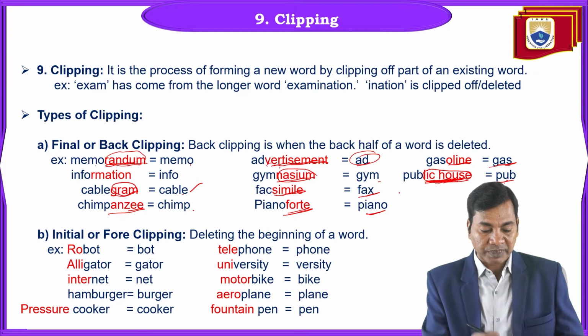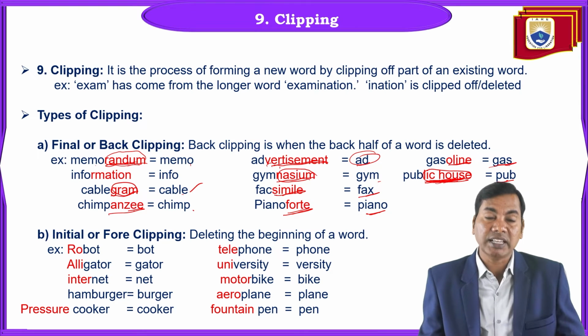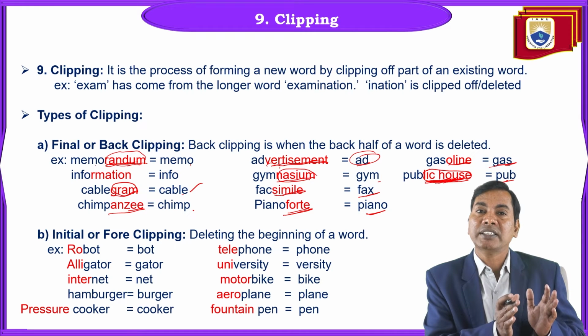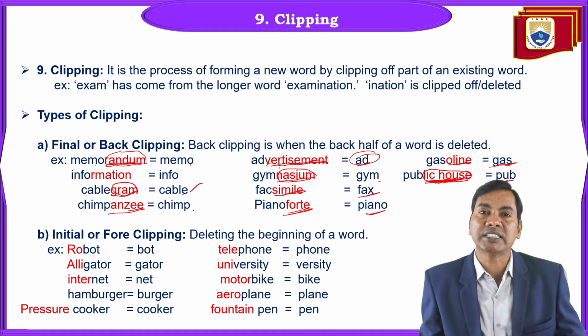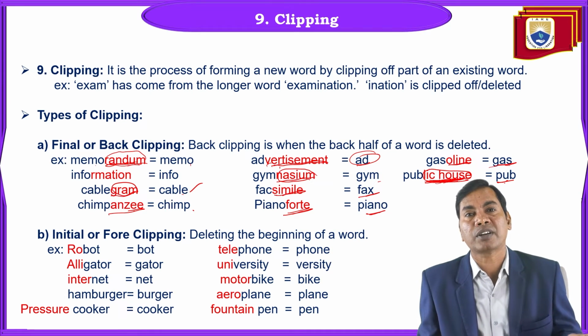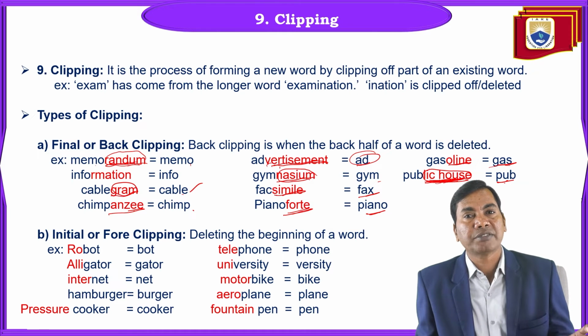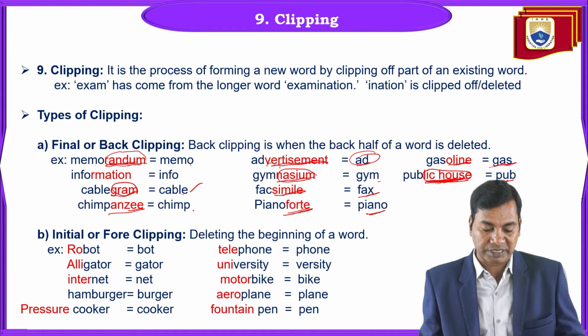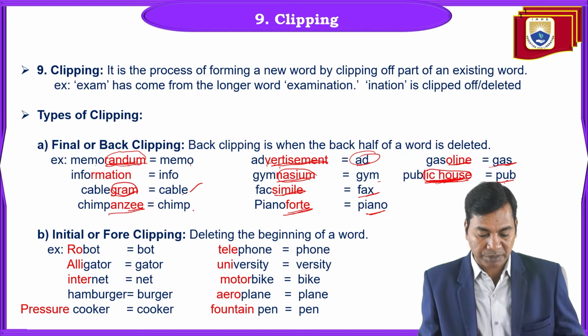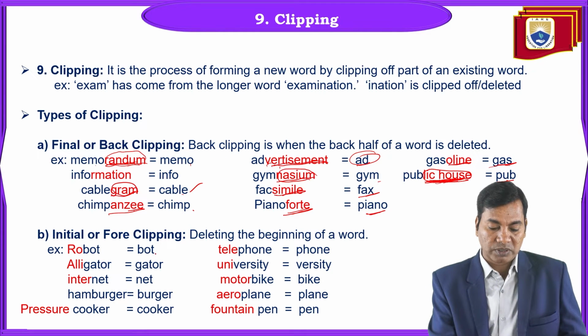Now come to the second type under the types of clipping, and the second one is initial or fore clipping. If you remove a certain part of the word at the beginning, then that is called initial clipping. Cutting off the initial part of the word, removing the front part of the word, deleting the beginning of the word is called initial clipping. Now look at the examples for initial clipping. So robot. In that the initial part is RO, RO.